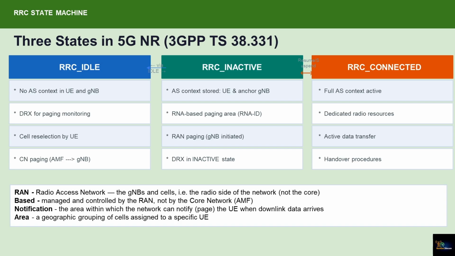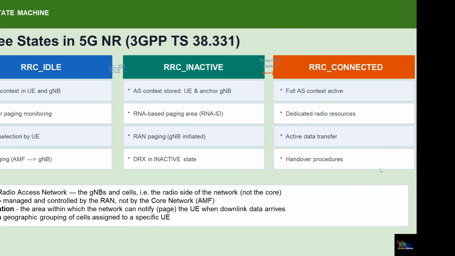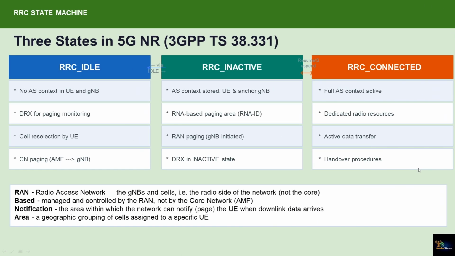So in this state, the AS context is stored between the UE and the anchor gNodeB. Next is RRC Inactive. In this state, the access stratum context is stored, meaning UE information is stored in the gNodeB. And the second point is the RNA based paging area.